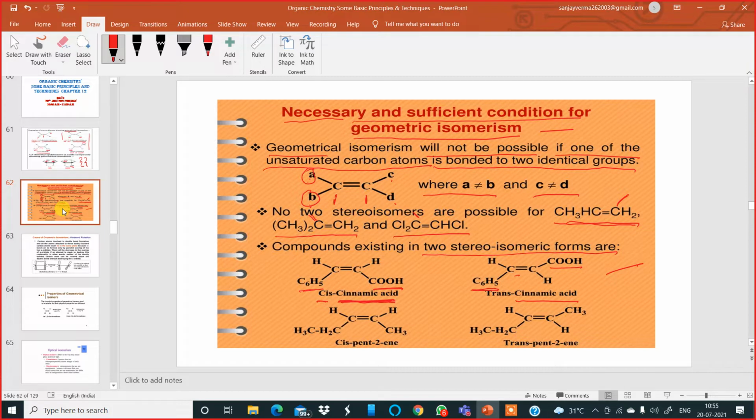Then look at the next example: cis pent 2 ene, CH3CH2CH double bond CHCH3. That becomes cis pent 2 ene because the alkyl groups are on the same side of the double bond, whereas in the other one, the alkyl groups are on the opposite sides.